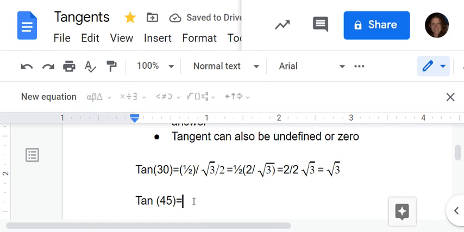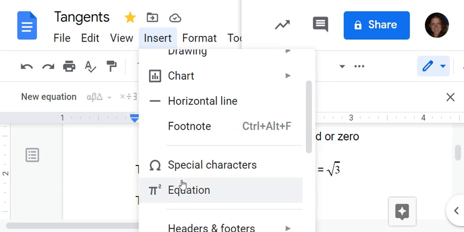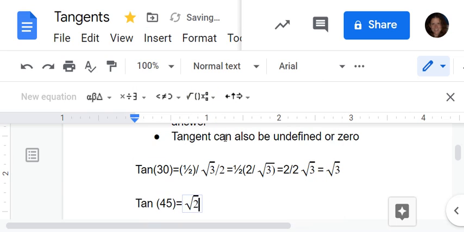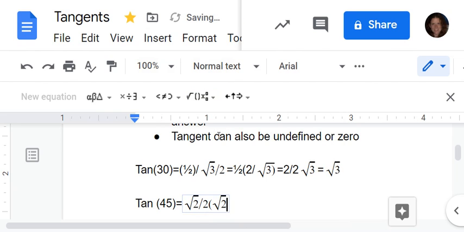And we've already talked about some of the rationalizing, so we'll try to do them as we go here. So for 45, it ends up being square root 2 divided by 2 times square root 2 divided by 2. Luckily, that just equals 1. So that's pretty easy rationalizing.